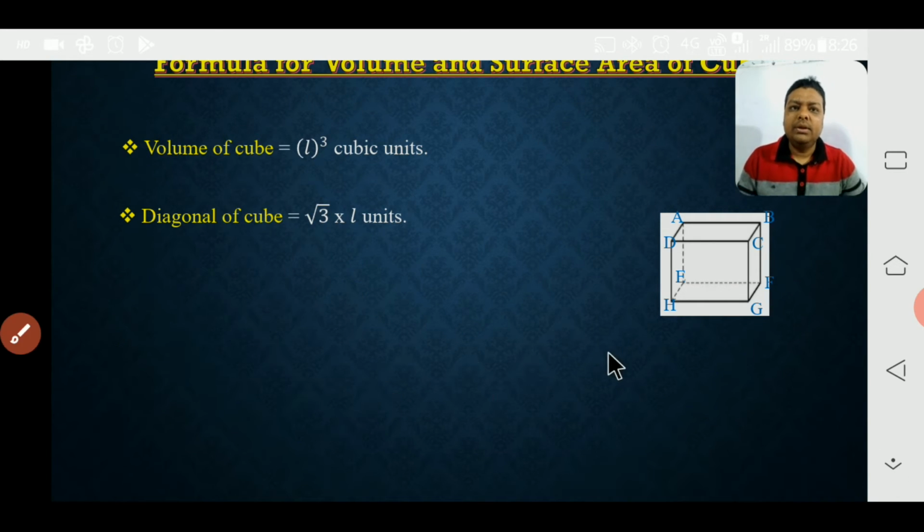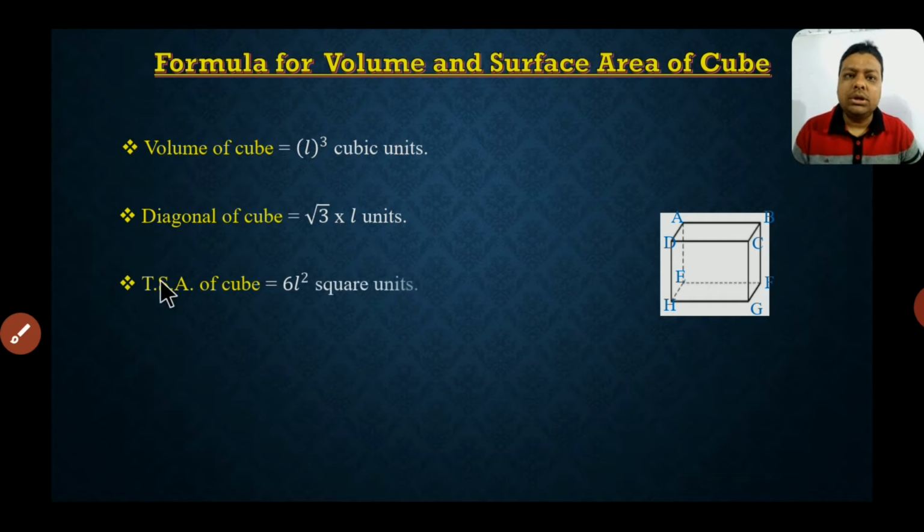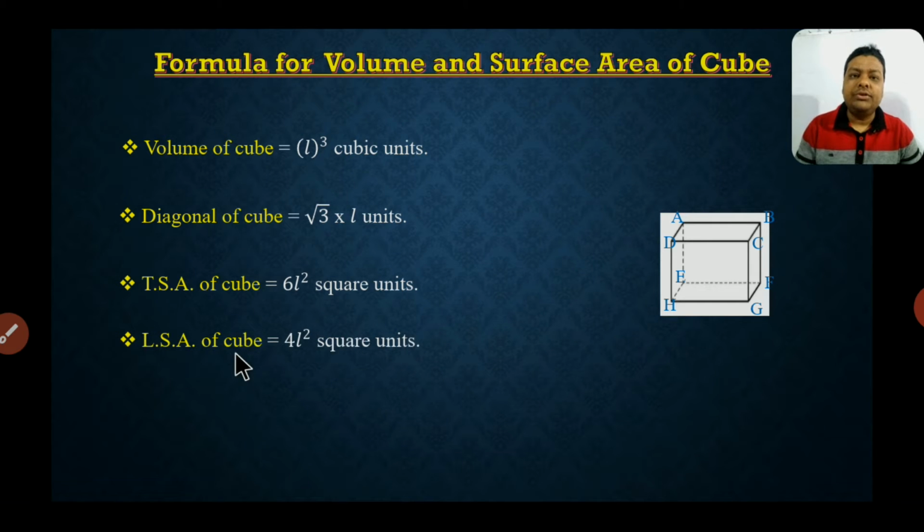Okay. Now, next, the total surface area of cube: 6 L square, 6 into L square. In a simple way, we can also say that the area of any one square, all the sides are L, so side square, L square. And since it has 6 faces, so 6 into L square. LSA of cube, it means lateral surface area, it means the 4 walls, so 4 L square. Okay, so these are the areas, this is the diagonal and this is the volume of the cube.